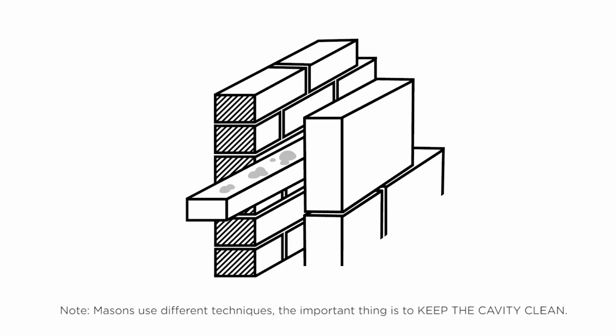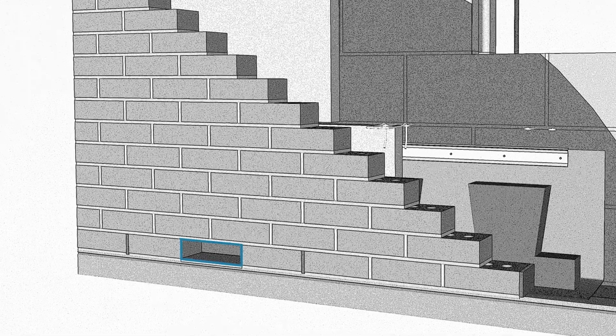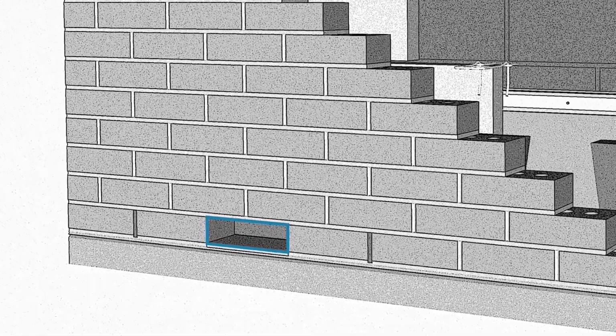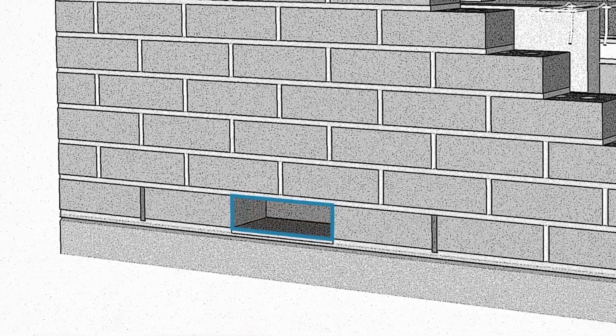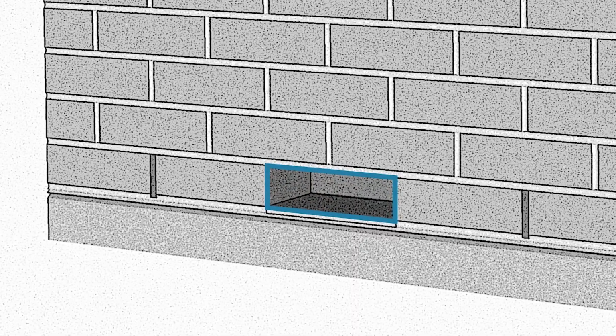The use of devices such as wooden sticks can be used to remove droppings from the cavity and can ensure weep holes remain unobstructed and allow moisture to exit the wall. If allowed by specifications, temporary access openings at the base of the wall can allow for the daily removal of fresh mortar droppings. Care should be taken to ensure the flashing is not damaged when removing droppings.